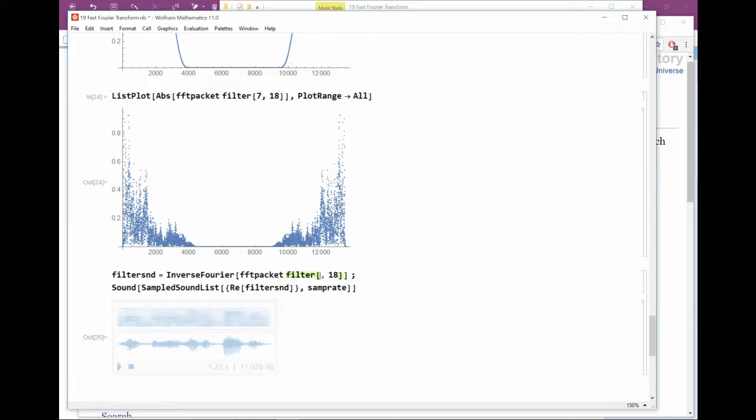But the noise is going away. And I think at 9 is where the noise is almost completely gone.